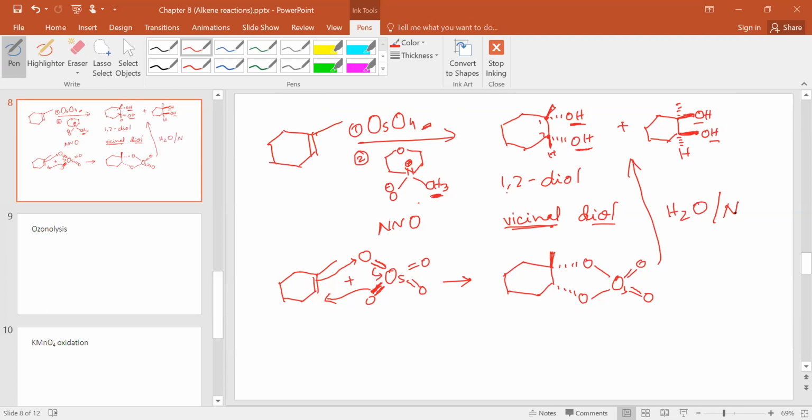And from here it is hydrolyzed with water, and with NMO, NMO is hydrolyzed, and the osmium tetroxide is regenerated. Okay, so it's used as a catalyst. This reaction is very efficient. Just even 1% osmium tetroxide is enough for the reaction.